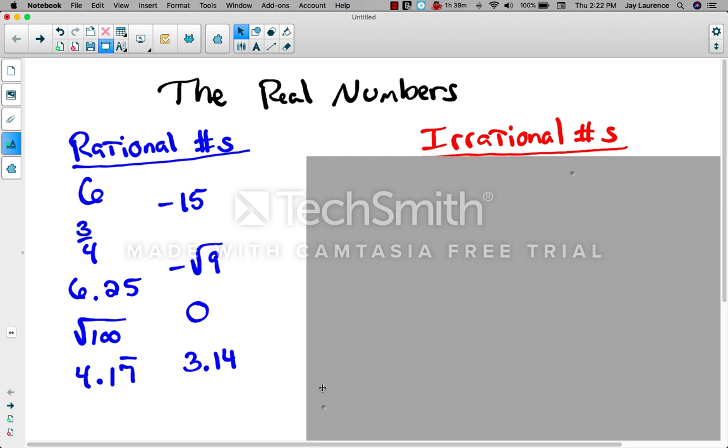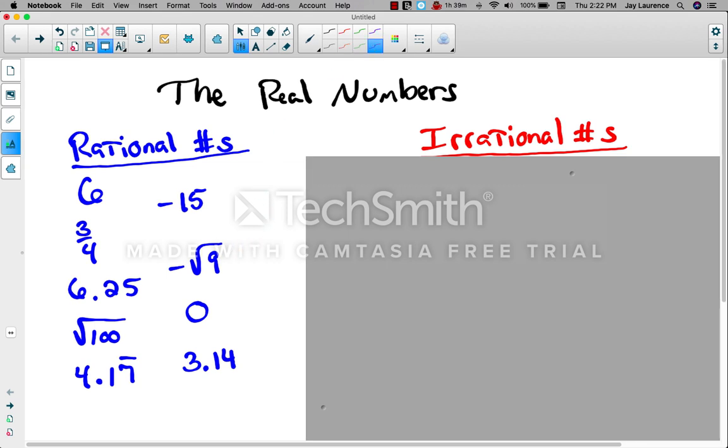6, negative 15, 3/4, the negative of the square root of 9. Remember, the negative of the square root of 9 is really just negative 3 in disguise, right? Because the square root of 9 would be 3, and then the negative of that would be negative 3. 6 and 25 hundredths. We don't say 6.25 anymore. We say 6 and 25 hundredths. 10, square root of 100 is really 10. 0.4 and 17 hundredths, but the 7 is repeating. 3 and 14 hundredths. Okay? Those were the rational numbers.